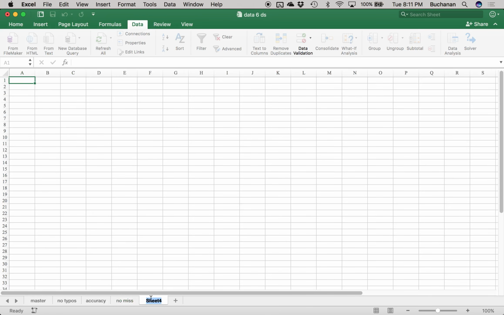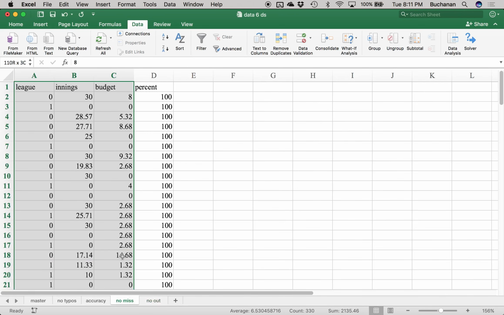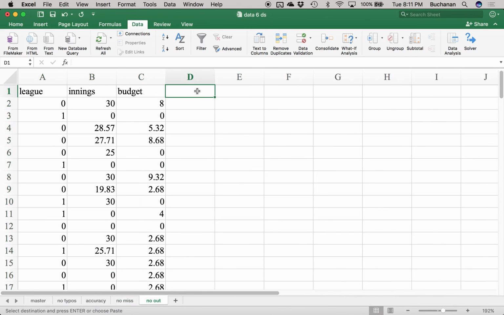Okay. So we've done accuracy, missing. Let's talk about outliers. Okay, or no out, if I'm consistent with my own videos here. So I can't really have an outlier in the league variable because it's categorical. But I can check my mediator and my Y variable here. So we'll do z for innings and z for budget and see what we get here.